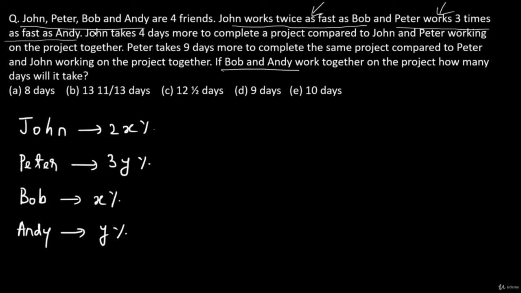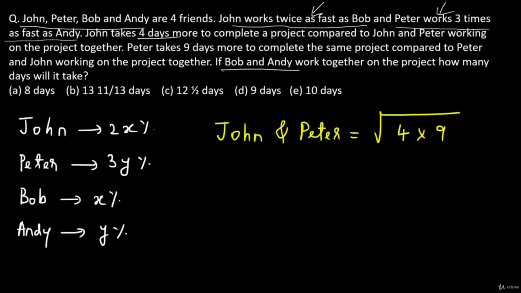Alright, now over here it's mentioned that John takes 4 days more to complete a project compared to John and Peter working together, and Peter takes 9 days more compared to John and Peter working together. So we have seen this before. This is a special case. Directly we can say that John and Peter together will need root of 4 into 9, that is 6 days to complete the work, right?